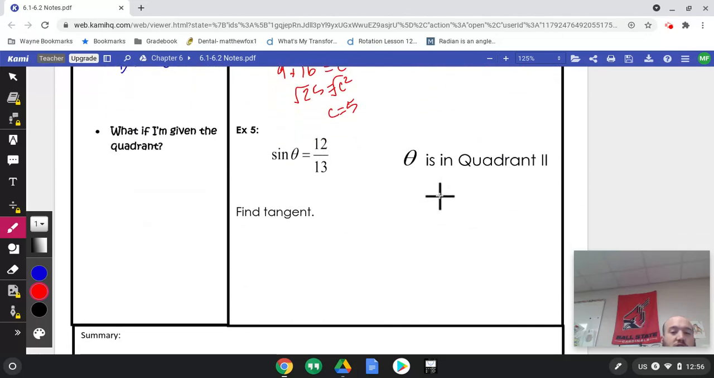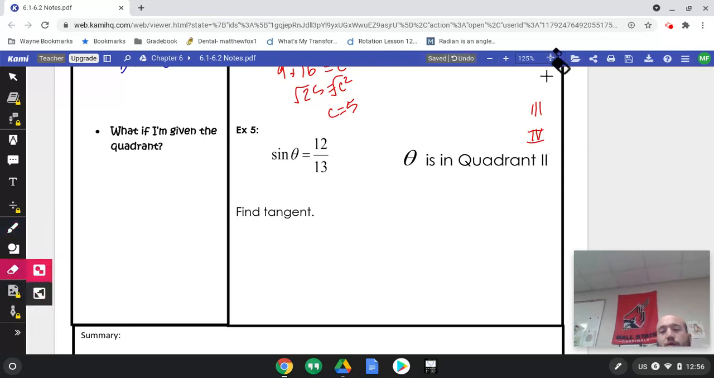So you might also see quadrant 3, like you might see like this. Quadrant 4 could be IV, just keep in mind. If you see that, that's what that means, quadrant 4.